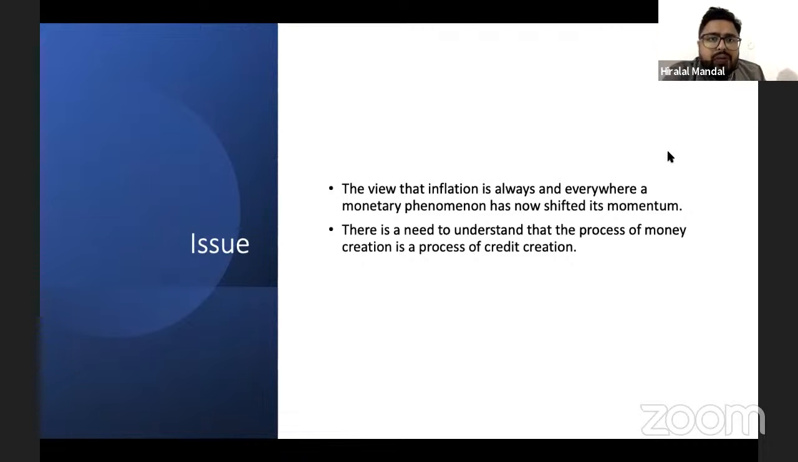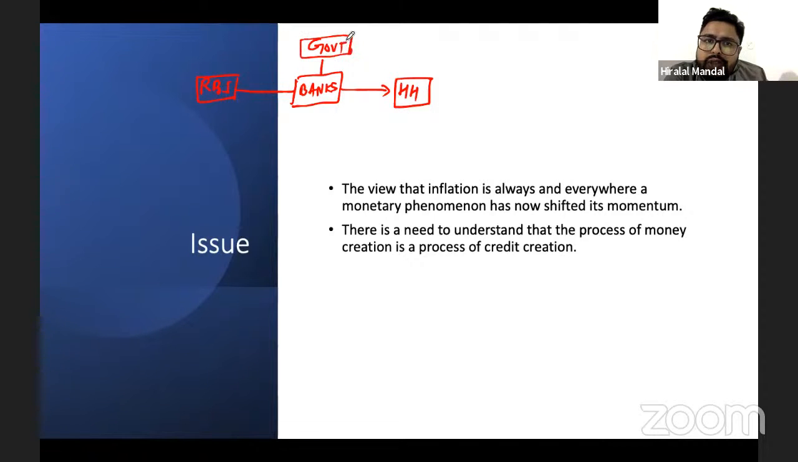Now what has happened? When RBI publishes new currency, it injects more liquidity into the system, and it provides more money to the banks. Now banks have various options. Banks provide loans to the household. We all are part of the household. Banks can provide money to the government. It can sell loans to the government, it can sell loans to the household.